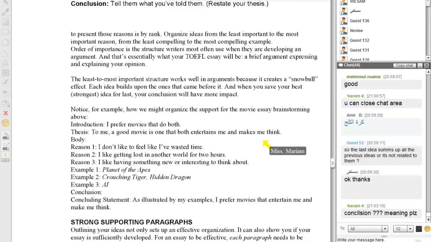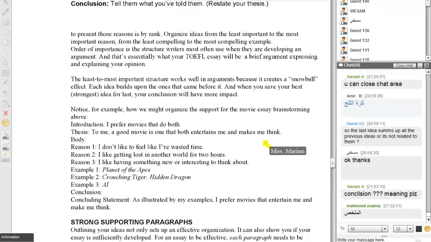The conclusion is the paragraph in which we include the closure. We end our paragraph in the conclusion. We include the closure of our essay. It's the end, the last paragraph of our essay.